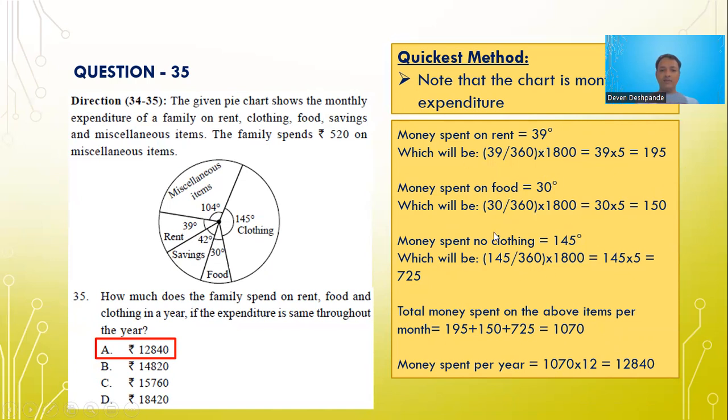And these are the expenses per month, isn't it? They are the expenses per month because it is monthly expenses. So expenses per year will be 1070 into 12, which is 12840. So 12840 is the money spent on rent, food, and clothing in a year, isn't it?